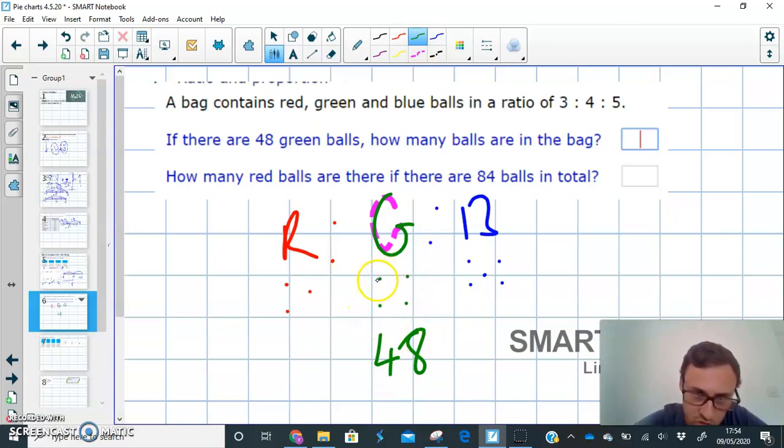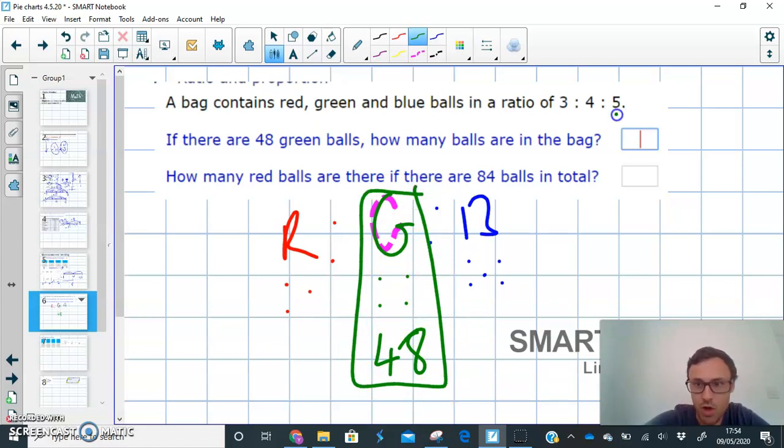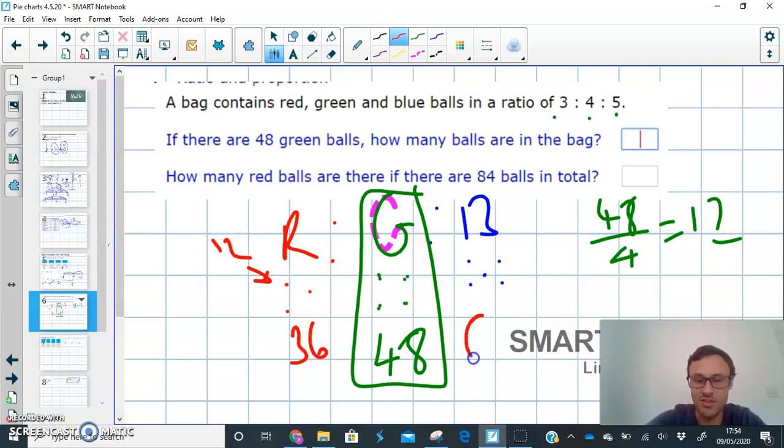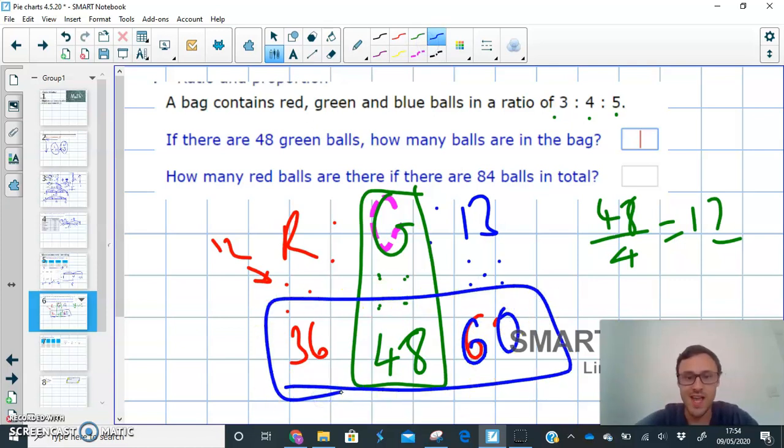Well, we need to work out what each one share is then, and I can't do 5 add 4 add 3 for this. It doesn't work because we don't know the total number in the bag, we only know the green. So if I know that there are 48 green and there are 4 shares of green, I'm going to do 48 divided by 4, which is 12. So I know that each share is 12, and that's the same across the board. So if one of those is 12, there's 36 there and 60 blue. And then obviously I would add those together to get my total.